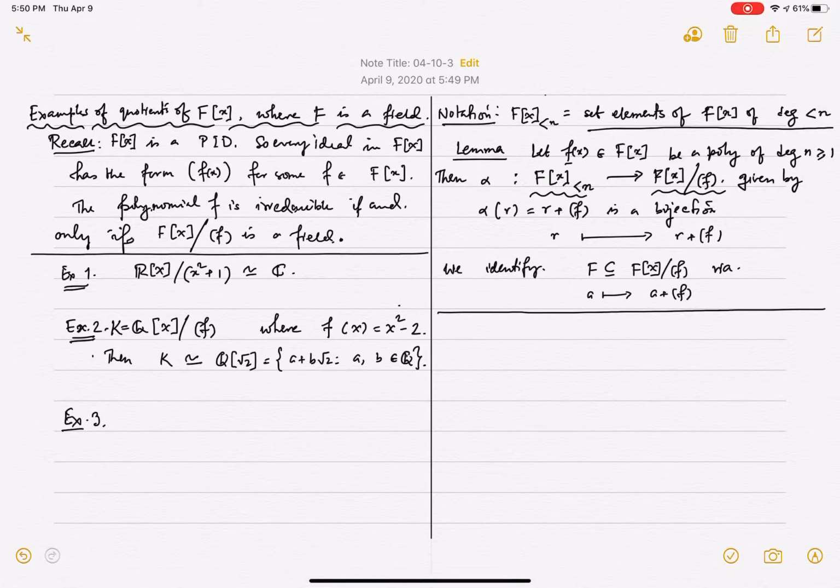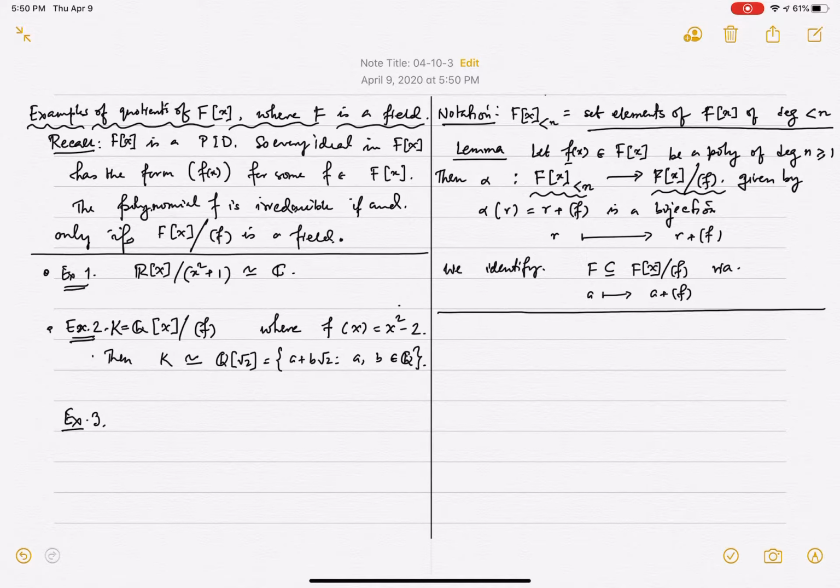We are giving examples of fields of the form F[x] mod the ideal generated by a polynomial little f, where little f is an irreducible polynomial in capital F[x]. Like there's example 2 and example 1 here.